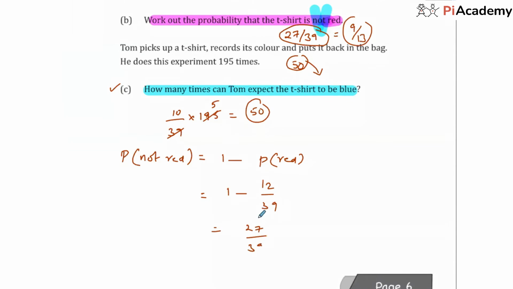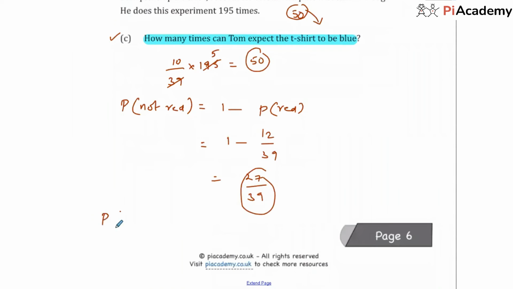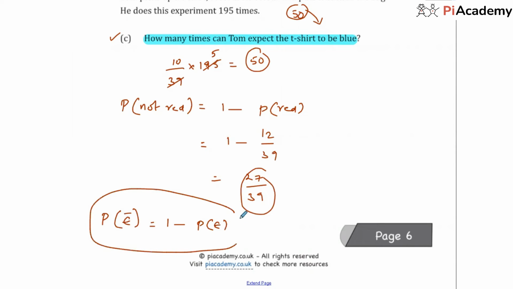So for P of any event not happening, you write it like this: P of not E is equal to 1 minus P of E. Understand this. Remember this formula. P of not anything is 1 minus P, because the sum of all probabilities is 1. So P of any event happening plus P of the event not happening is always 1. So P of the event not happening is 1 minus P of the event happening. Does it make sense?